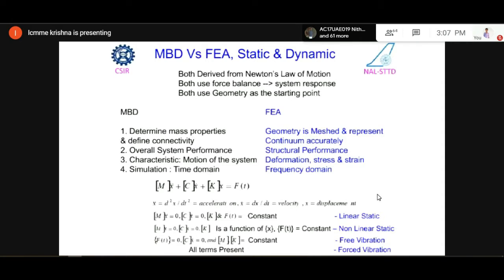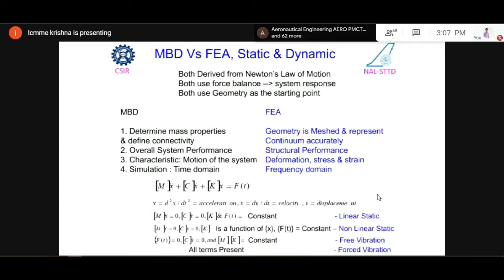Now we are seeing the linear static, when they substituted where force is zero, we get the linear equation k x equal to f. That is only called linear static. Non-linear is when the k is a function of x. So when the stiffness matrix becomes a function of displacement, we get into the non-linear part of it. And then free vibration, where there is no damping, and forced vibration, where all the terms are present.